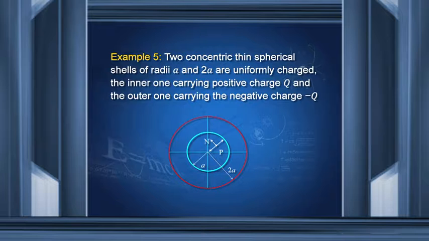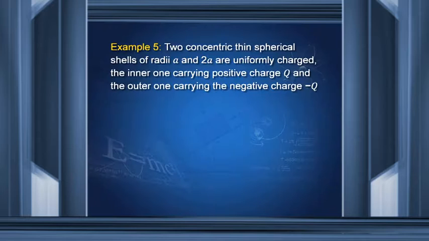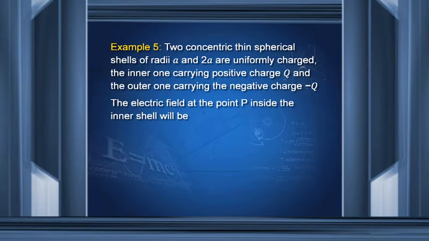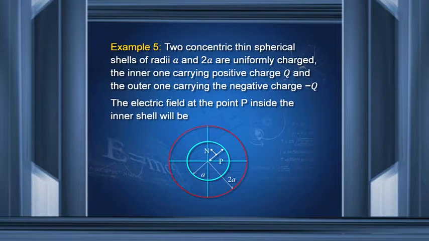So, as another example, we take 2 concentric thin spherical shells of radii a and 2a, and they are uniformly charged. The inner one carrying positive charge q and the outer one carrying the negative charge minus q. And we have to find the electric field, the direction of the electric field at the point P, which is inside the inner shell. Now, what do we do?